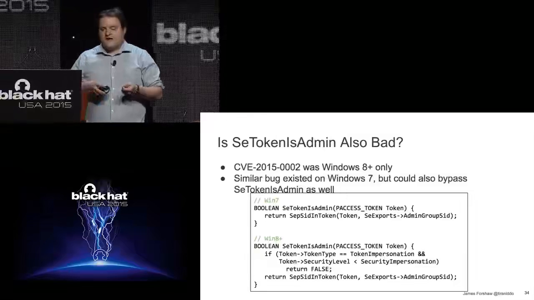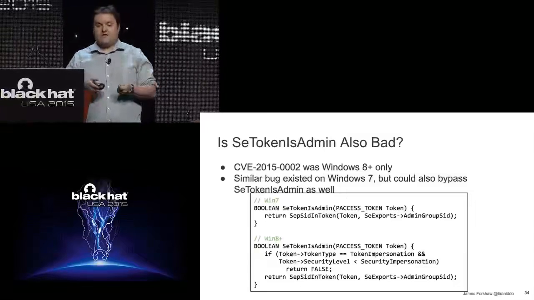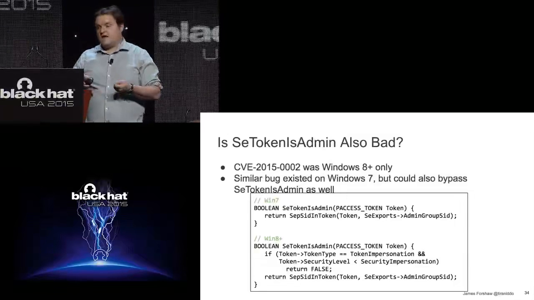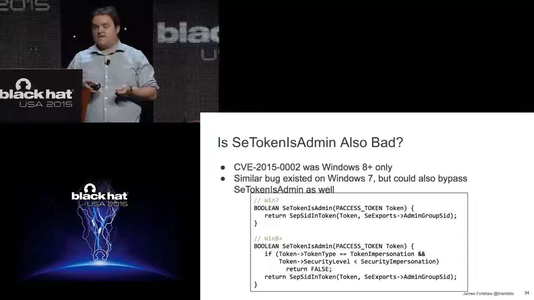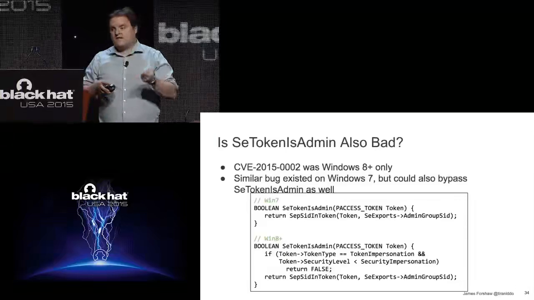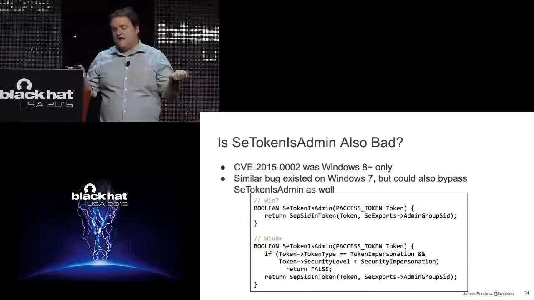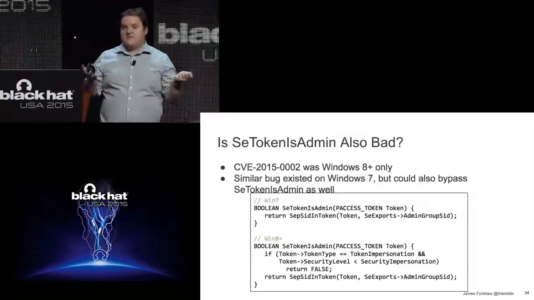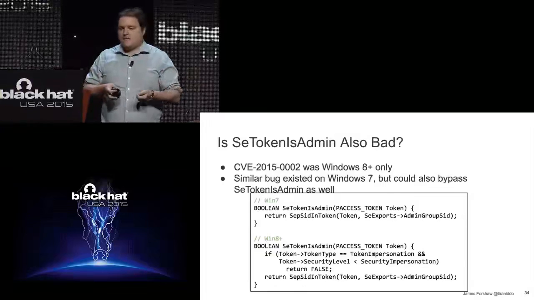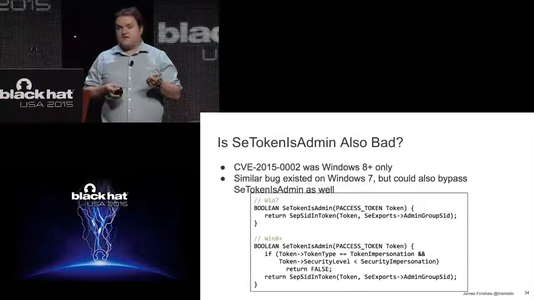Now, there was a second function there, SE token is admin. And actually, it turns out that prior to Windows 8, this also does not actually do any verification of the token you pass it. So if you pass an identification token to this function, and this isn't documented, mind, it will actually say, yeah, well, it has the admin group, so it must be an administrator. In Windows 8.1, possibly something to do with the app container support, it actually does a verification check on the impersonation level now. So this would be vulnerable on Win 7, but not on Win 8.